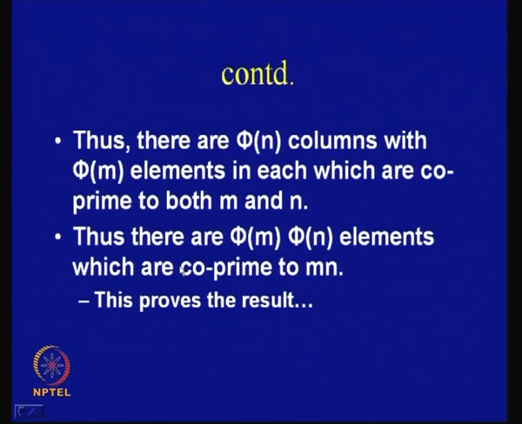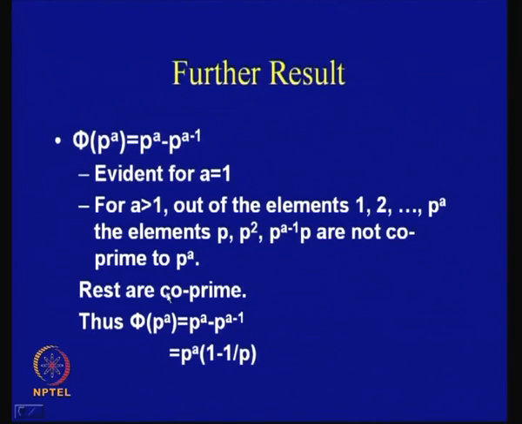Now, this is just a conclusion of the previous proof, and we can apply this to find phi of p to the power of a. Phi of p to the power of a is nothing but p to the power of a minus p to the power of a minus 1. Why? This is evident for a equal to 1, we have seen already that phi of p is p minus 1.